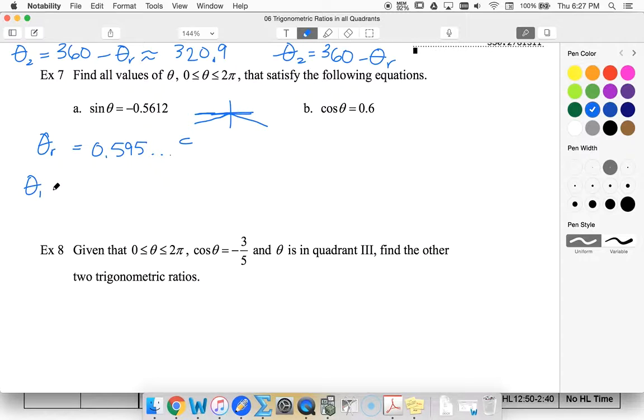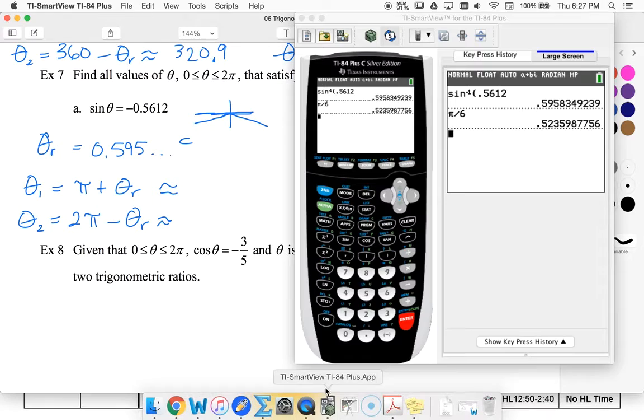So theta 1 is going to be pi plus my reference angle. Theta 2 is going to be 2 pi minus that reference angle. Remember, this acute angle is my reference angle. So now I'm going to go to my calculator, and now I'm going to round my answers.